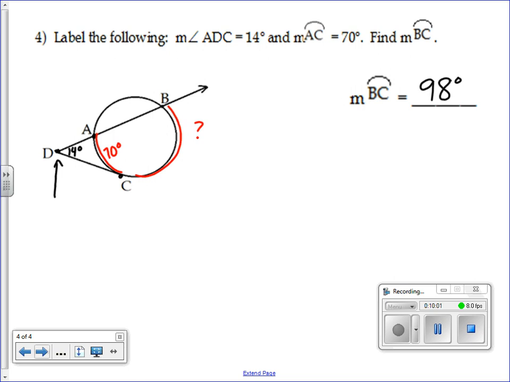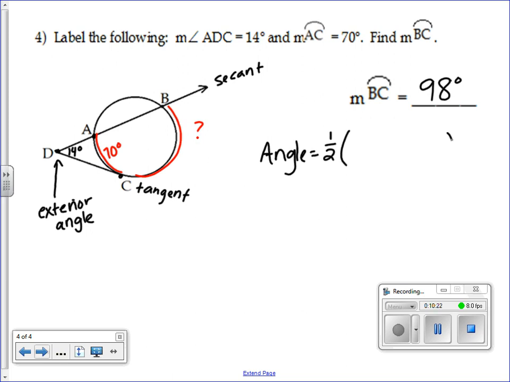It is created by a secant line and a tangent line. It's an exterior angle because those lines meet outside of the circle. So that means we're going to use the equation, angle equals 1/2, and then we're going to either add or subtract the arcs. Since it's an exterior angle, it's outside the circle, we are going to subtract. So arc 1 minus arc 2.